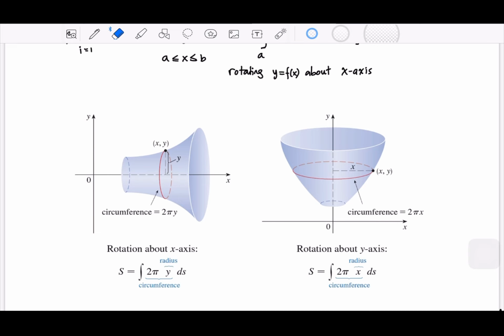So the way we do the square root of 1 plus the derivative, you need to also define what kind of derivative. Is it the derivative of x or the derivative of y? That's when you can decide which one is dx, which one is dy.